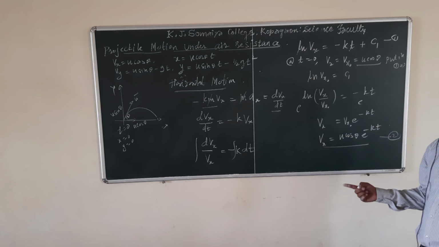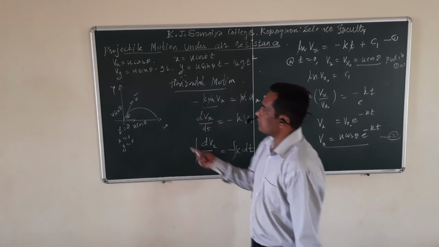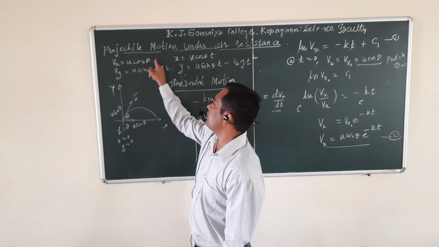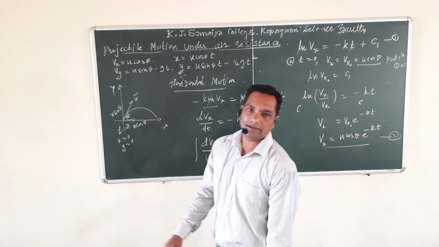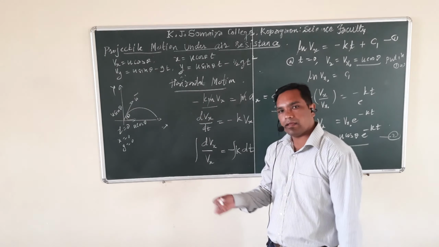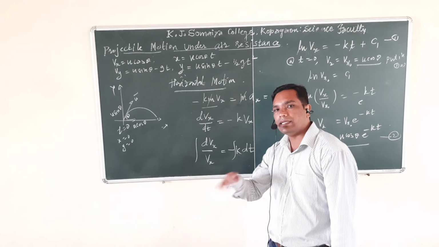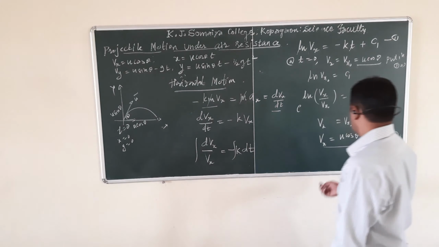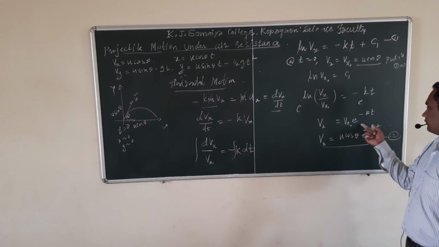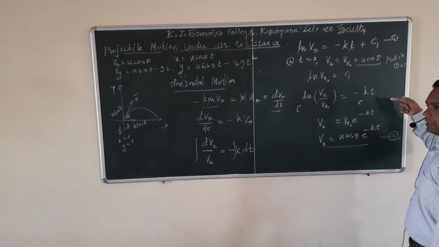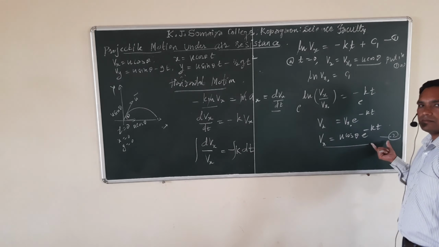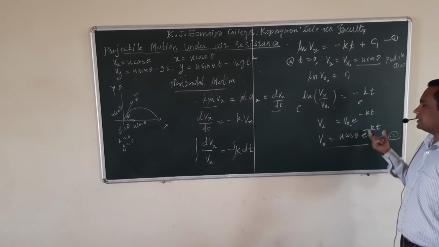In absence of air resistance, what do we get? Vx is u cos theta. In presence of air resistance, we get a factor of e raised to minus kt, which means the x component decays as time goes on increasing. Due to this factor, e raised to minus kt, which is an exponential decay term, this factor goes on decreasing with respect to time.